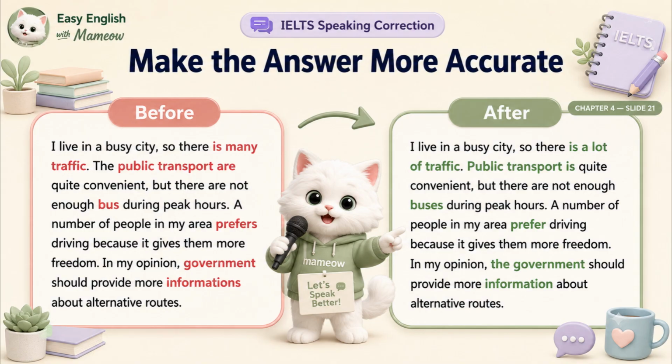Traffic and information are uncountable. Public transport is singular. After not enough, we need the plural countable noun buses. A number of people takes the plural verb prefer. The speaker means the government responsible for the place where they live, so the government is appropriate. Lastly, information is an uncountable noun.